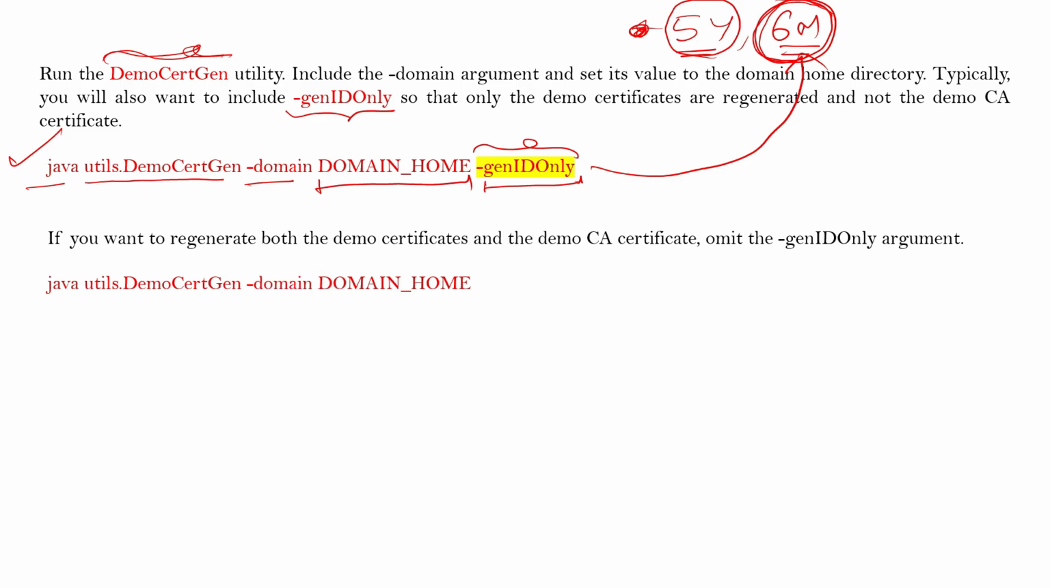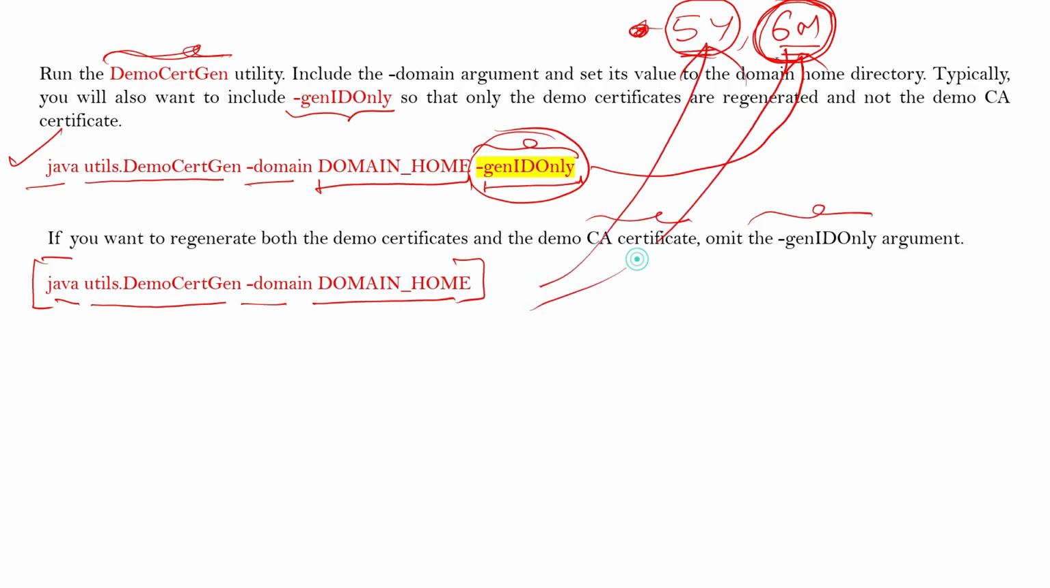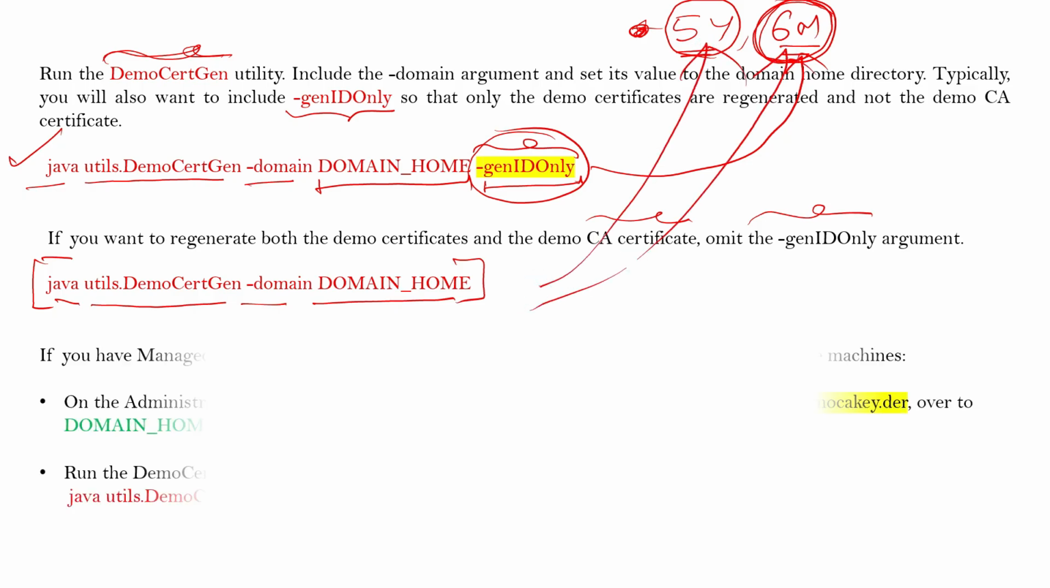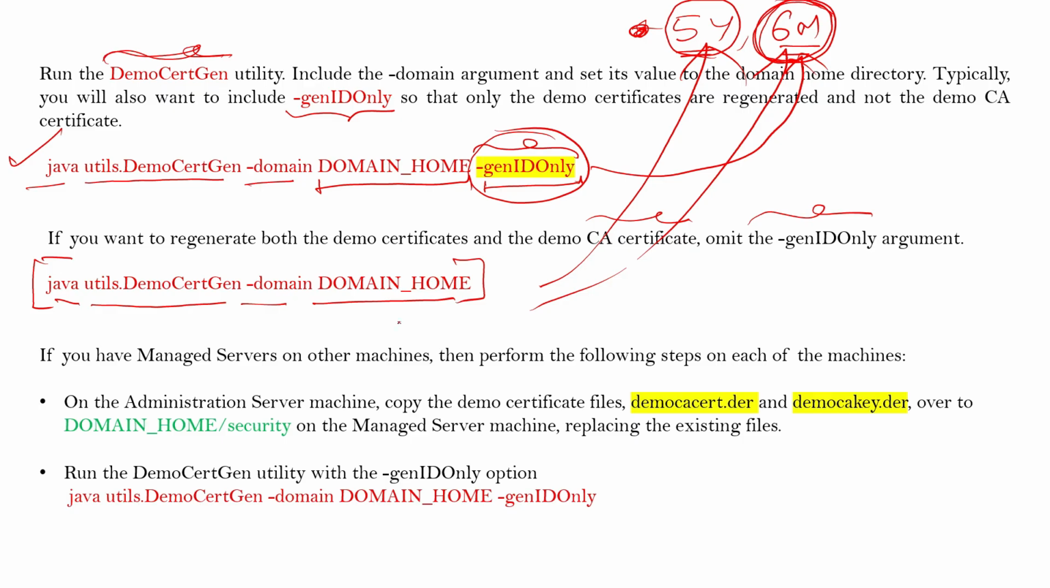Okay. But if you want to renew both of your certificates, CA certificate along with your identity certificate as well, then you have to remove this particular option. That means you need to specify only this command: java utils.demo certgen -domain, the path of your domain along with the name, and this is going to renew both the certificates, CA certificate along with the identity. So this is the simple way to renew your demo certificate in your environment.